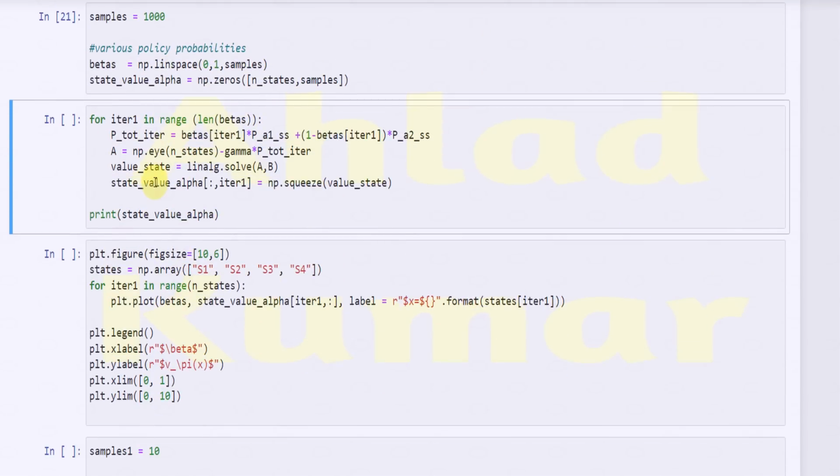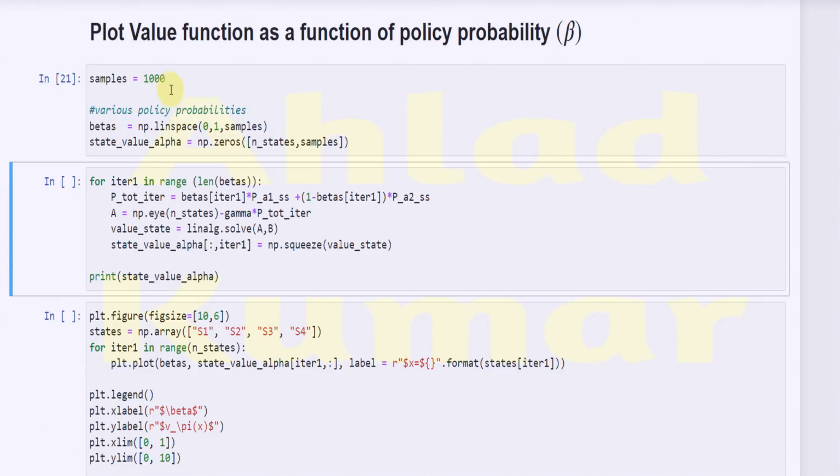So if you see here, I have taken 1000 samples, and the beta values are linearly placed. The points are linearly placed between 0 and 1. So here we have this array of 1000 samples, which are equally spaced between 0 and 1. And we are defining the state value here with an array of zeros, where rows are the states and the columns are the samples.